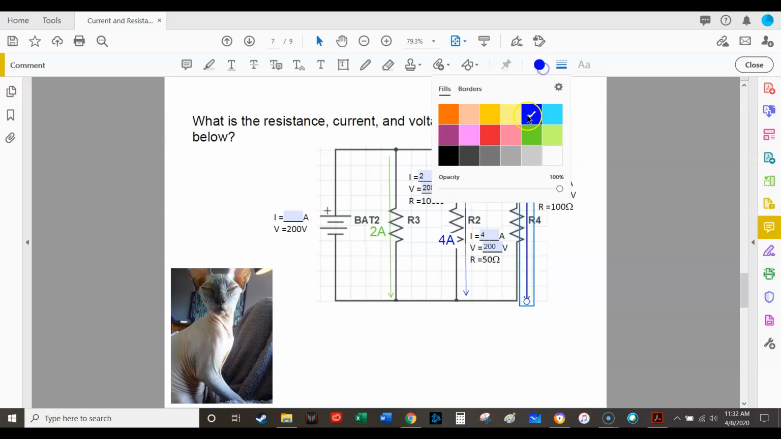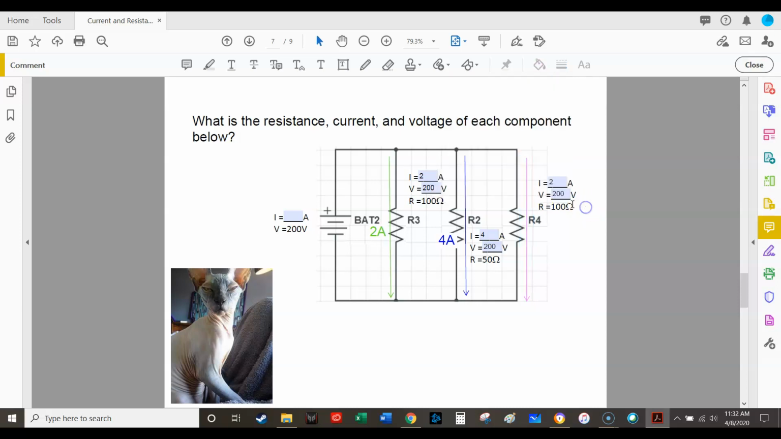So I'm going to label this guy pink. I like pink. It's a cute color.